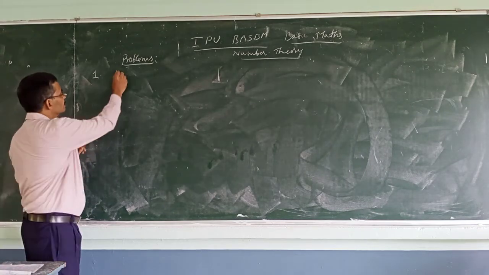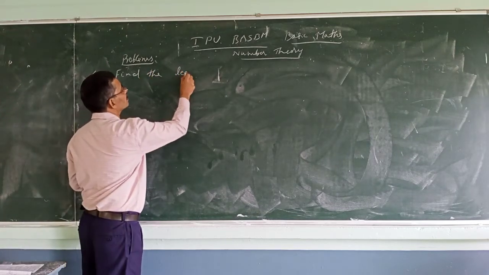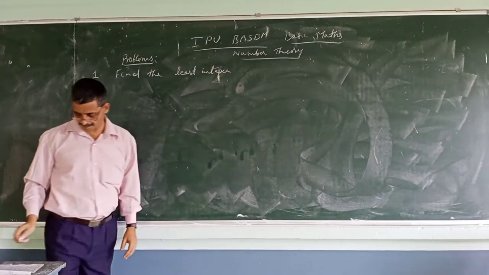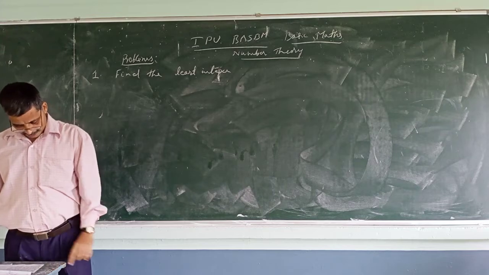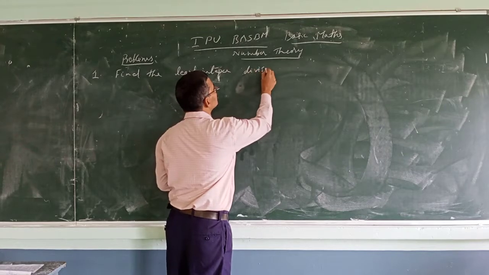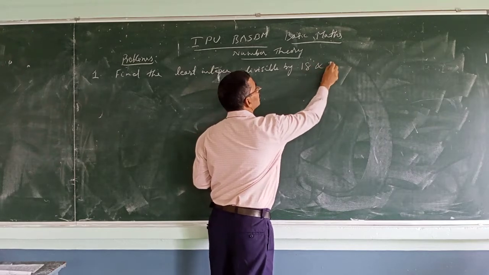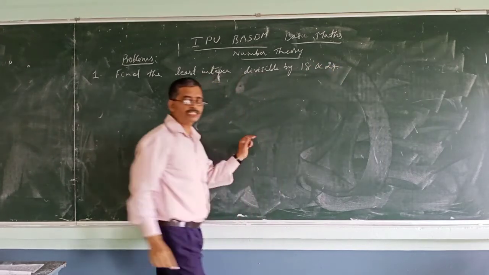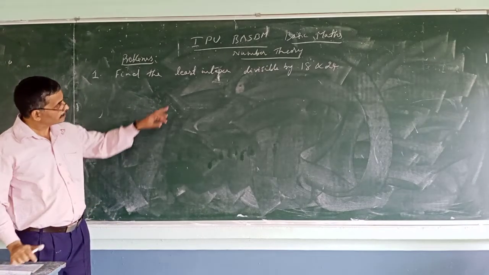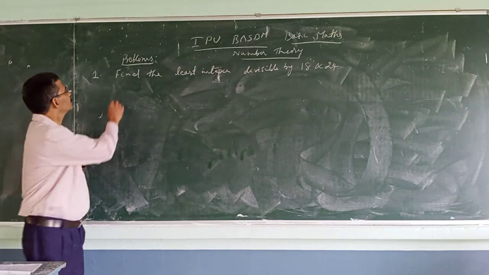Find the least integer divisible by 18 and 24. Question is, find the least integer divisible by 18 and 24. So how to solve?